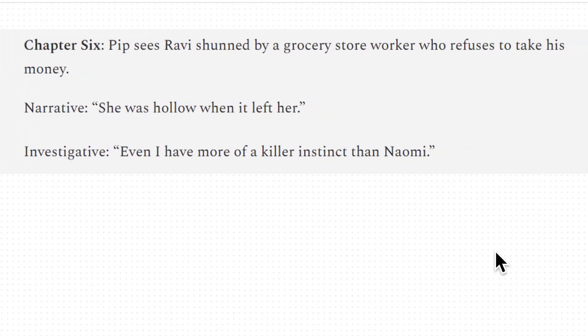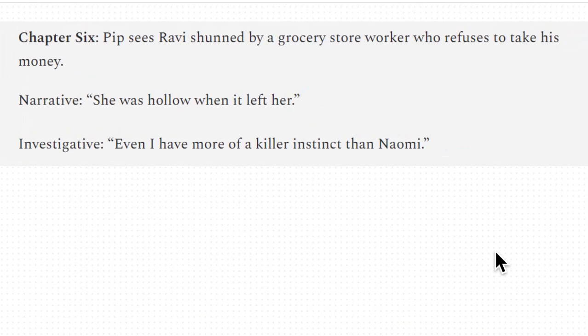Chapter 6. Pip goes to the grocery store and she sees Ravi shunned by a grocery store worker who refuses to take his money. And this is all because of the brother, everyone thinking the brother is a murderer. The last line is, she was hollow when it left her. This scene is an emotional gut punch where the stakes are raised again and again.